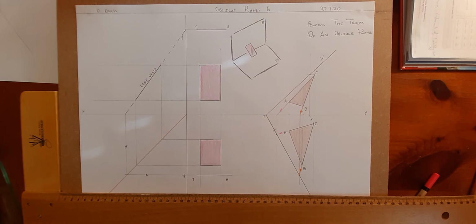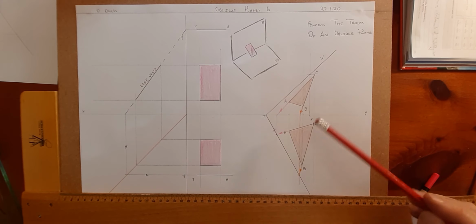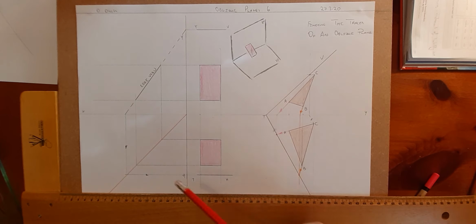And I just said I'd throw that in for a matter of interest. So that's find the trace of an oblique plane. That is how you would go about doing that. And with the given information there, on a simply inclined plane, an end view would be the handiest way of getting the horizontal and vertical trace.